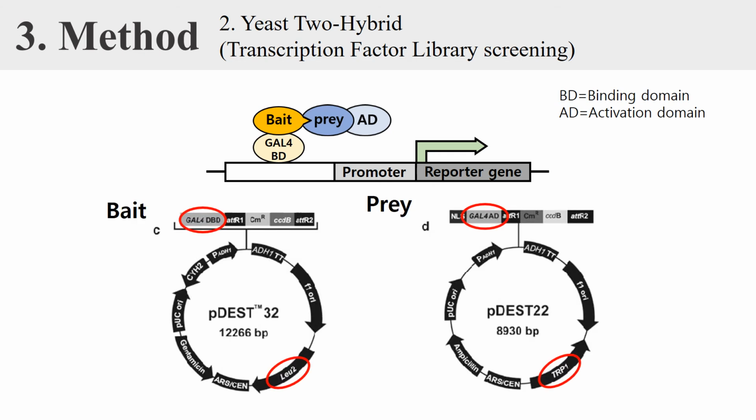In our lab, pDEST32 is mainly used as a BD vector. This vector contains the GAL4 binding domain, synthesizes leucine and grows in an amino acid media. And pDEST22 is used as AD vector. This vector has a GAL4 activation domain which synthesizes tryptophan and it grows in an amino acid media.